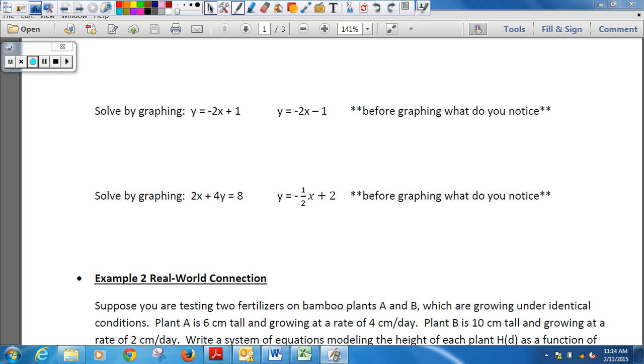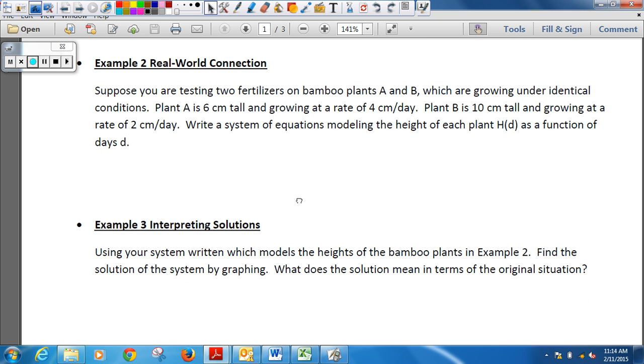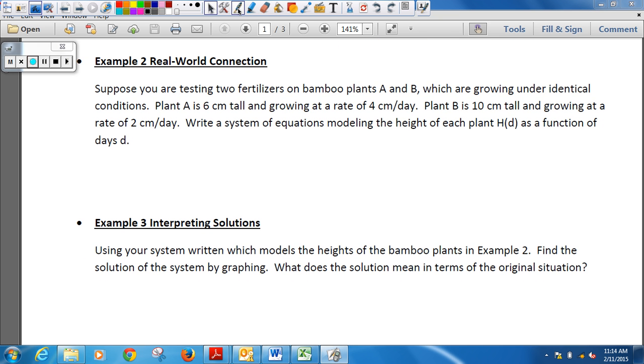Okay, our real world connection on this one says, suppose you are testing two fertilizers on bamboo plants A and B, which are growing under identical conditions. Plant A is 6 centimeters tall and growing at a rate of 4 centimeters per day. Plant B is 10 centimeters tall and is growing at a rate of 2 centimeters per day. Write a system of equations, so that means I'm going to have at least two equations, modeling the height of the plant, h of d, as a function of days, d.